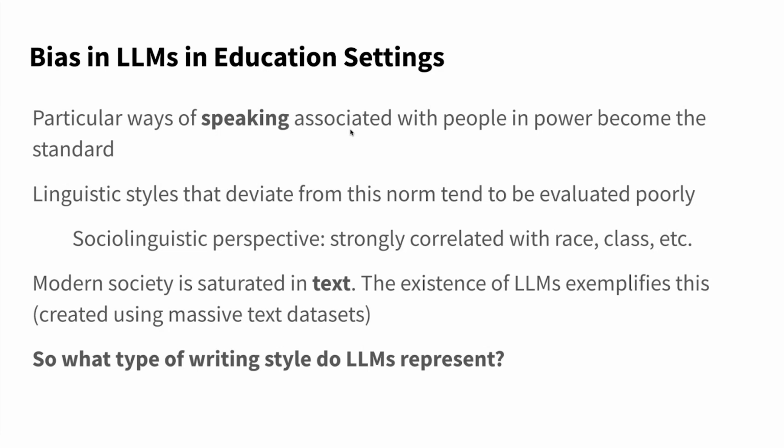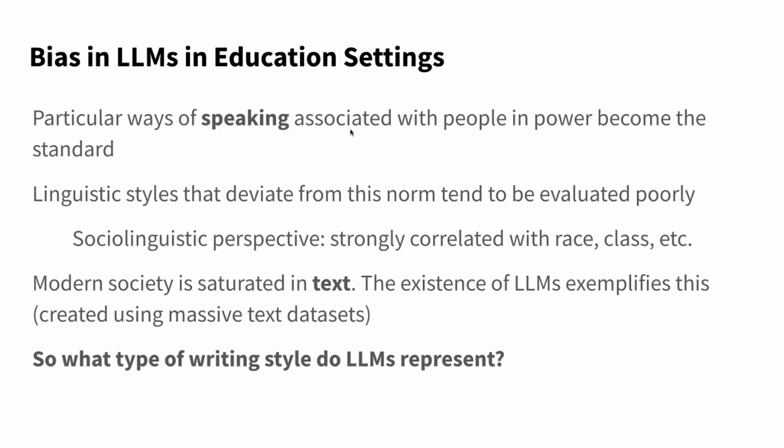Linguistic styles that deviate from this have been evaluated poorly. So not writing in professional English is seen as less good, and how people speak has been very much associated with their race and social class, and demonstrated in the literature. But while a lot of this work has focused on speech, we now live in a world that is saturated in text, and LLMs really exemplify this. So the question this raises for us is, what type of writing style do LLMs represent? There have been a few studies that look at this from different angles, from the angle of dialects, from the angle of racial differences.